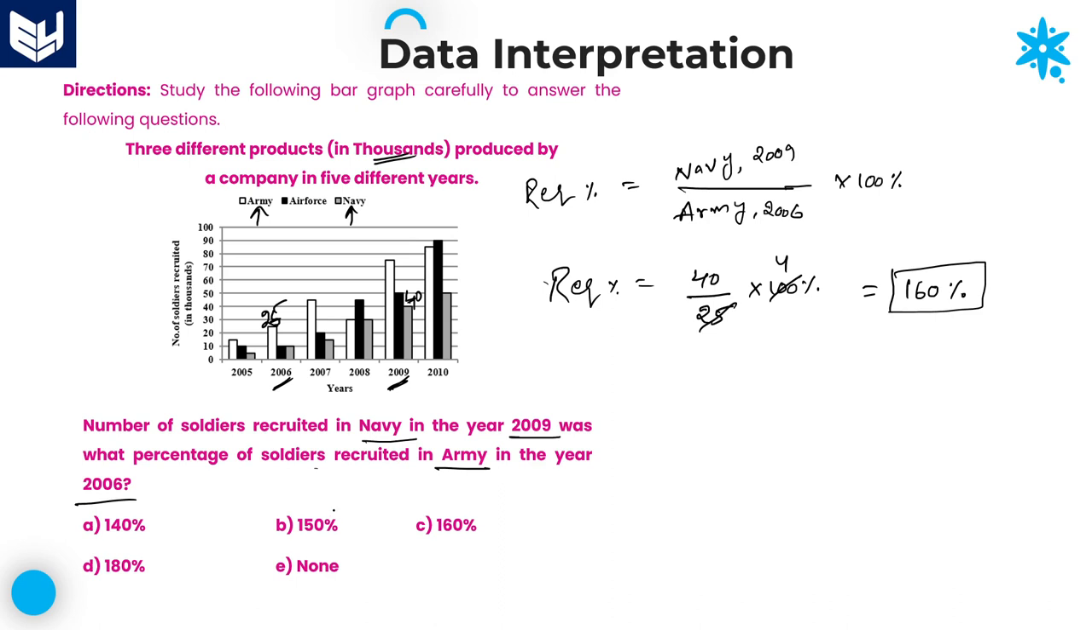The meaning of this question is, the Navy soldiers in the year 2009 were 160 percentage of Army soldiers in the year 2006. Among the options, option C is the right choice for this question.